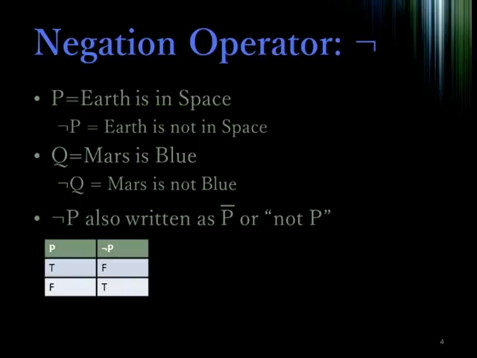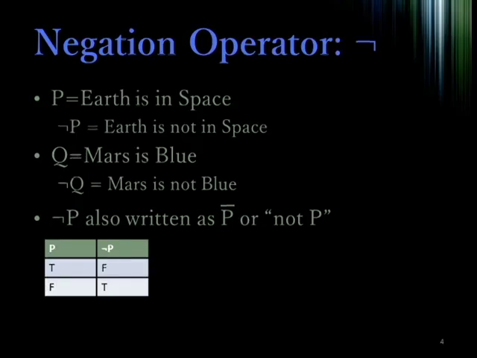We add an extra column to the truth table to show not P, and we see that when P is true, not P is false, and when P is false, not P is true. Do note at this point in time, we are not making an assumption on whether the Earth is in space or not in space, we are simply listing the possibilities.